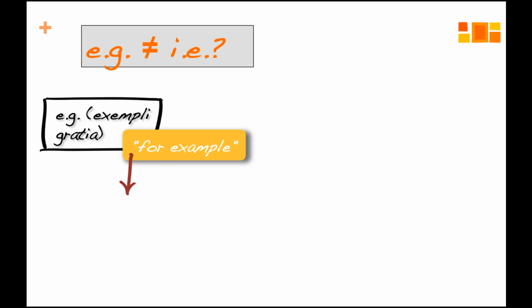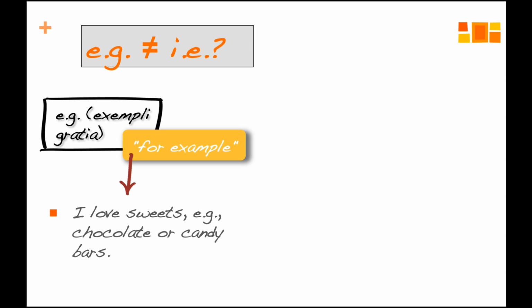Now, let me start with e.g. Both abbreviations actually come from the Latin language, and e.g. stands for exempli gratia, which can be translated freely into English with for example. So, when you use e.g., you want to give some examples. Out of a huge group of examples, you're picking out a couple. Like in the sentence, I love sweets, e.g. chocolate or candy bars. I'm giving two examples, for example, chocolate or candy bars.